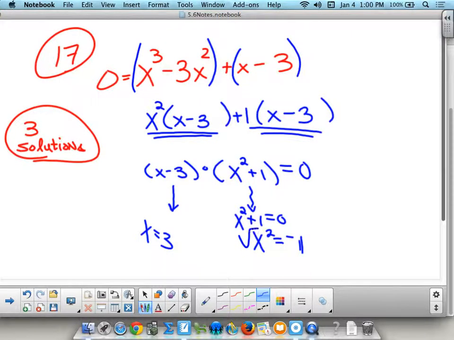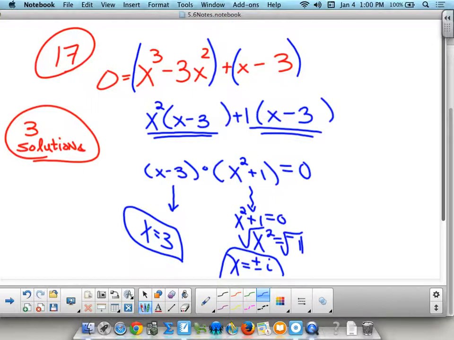Take the square root. Should be easy for you guys. It's plus or minus what? I. So number 17 has 3 answers. One of them is a fraction, 3. 2 of them are imaginary, plus or minus I.